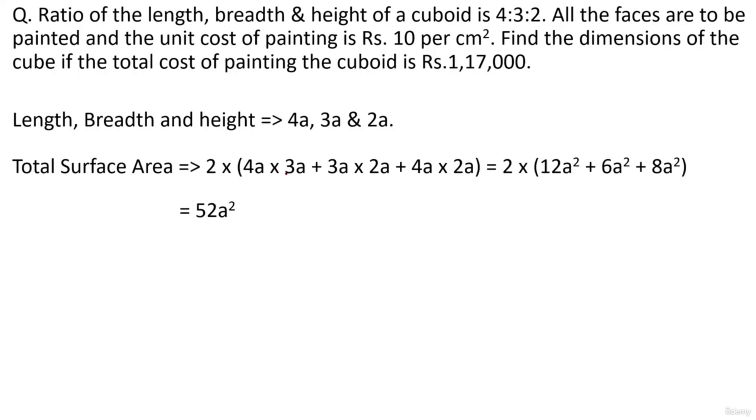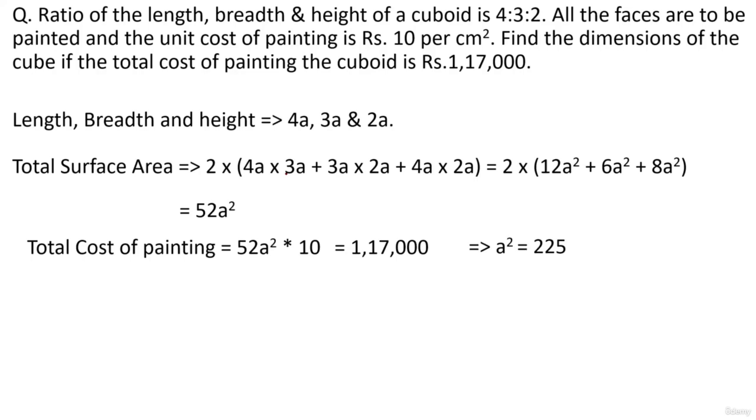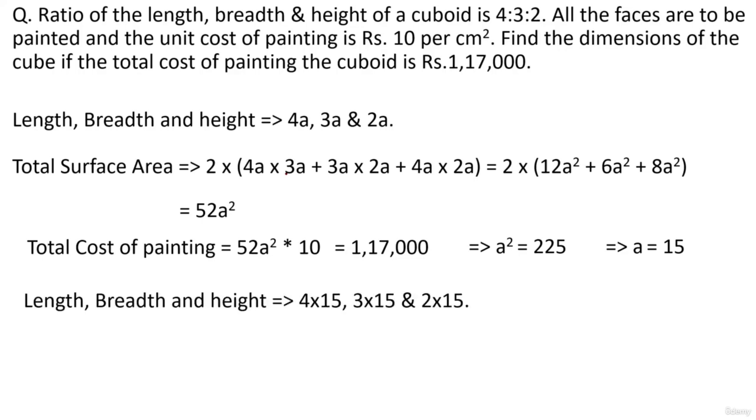Okay, and the painting cost per centimeter square, per unit area. Okay, what is the painting cost per unit area? 10 rupees per centimeter square. So the total painting cost is 52A square multiplied by 10. This is given to you in the question as 117,000. Okay, if you simplify, you get A square equals 225, or A is equal to 15. Okay, if you resubstitute the values for 4A, 3A, and 2A, they are 4 into 15, 3 into 15, 2 into 15. The answer is length, breadth, and height being 60, 45, and 30.